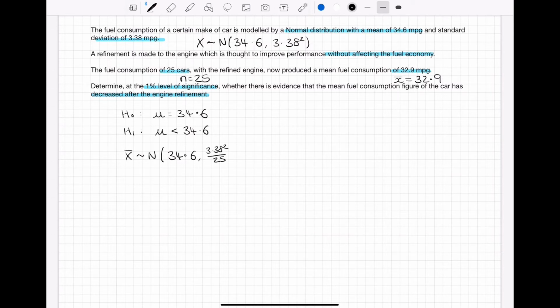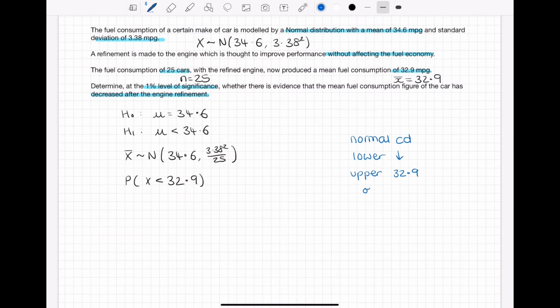Working with our sample distribution now, we have a normal distribution with a mean of 34.6, same, and the variance is 3.38 squared over the sample size of 25. So when you put this into your standard deviation, you'll put the standard deviation as 3.38 over the square root of 25. To calculate the probability that x is less than 32.9, we'll go straight to your calculator.